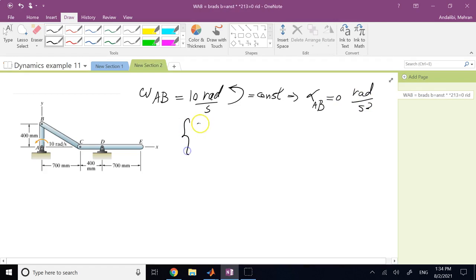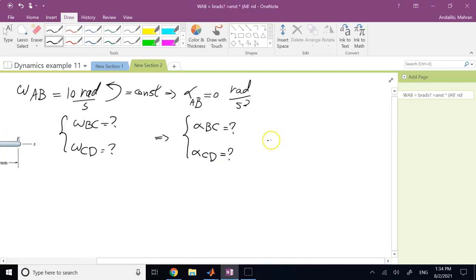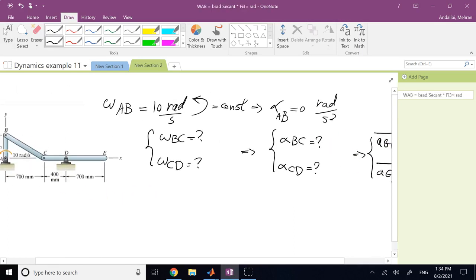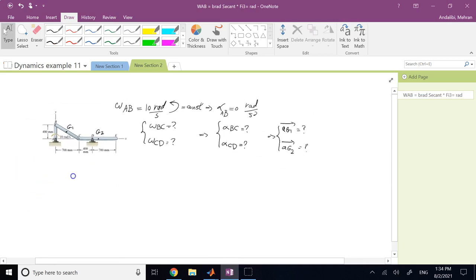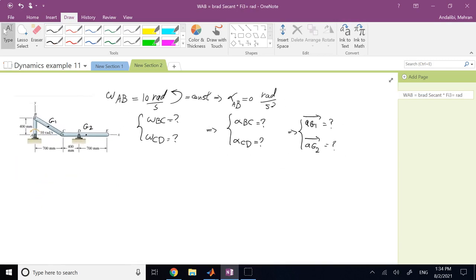First, I find omega BC and omega CD, and then I can find alpha BC and alpha CD, and then I can find A at point G1 and A at point G2 that I need. And again, G1 was this point here, and G2 is this point here. Okay, so this is the kinematics analysis of this mechanism.